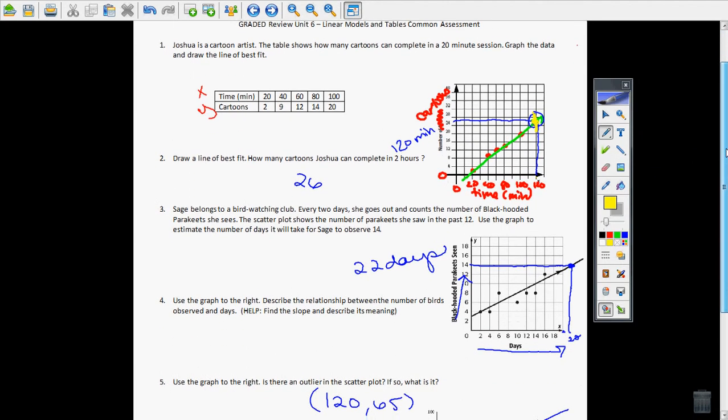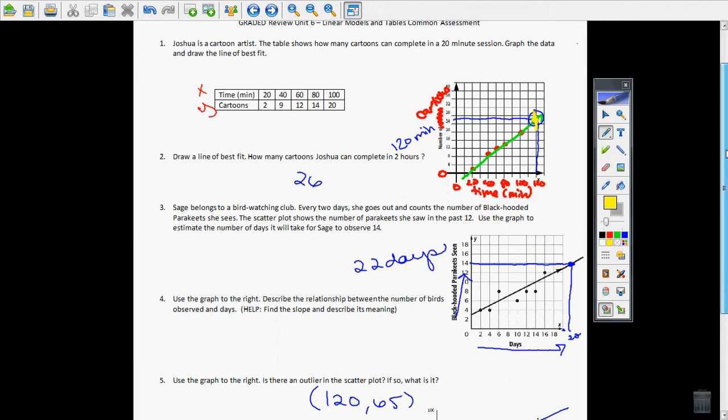Number three, Sage belongs to a bird watching club. Every 2 days, she goes out and counts the number of black hooded parakeets she sees. The scatterplot shows the number of parakeets she saw in the past 12. It should say days. Use the graph to estimate the number of days it will take for her to observe 14 parakeets. Here is 14 parakeets, and here's where it hits the line, which is at about day 22, because this is day 20. So you would get somewhere around 22 days. If you got 20 or 24, that would be okay as well.